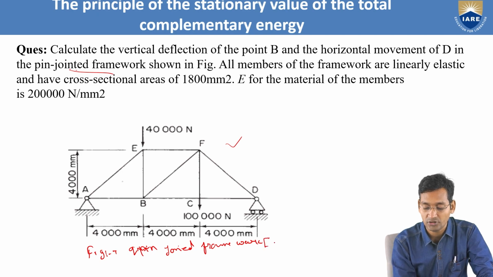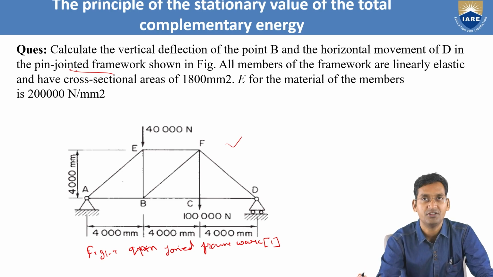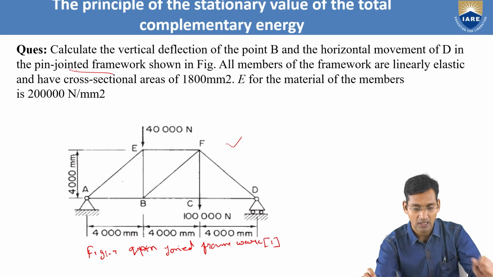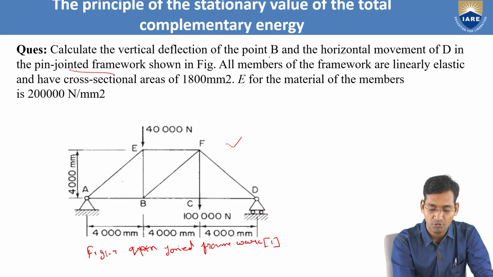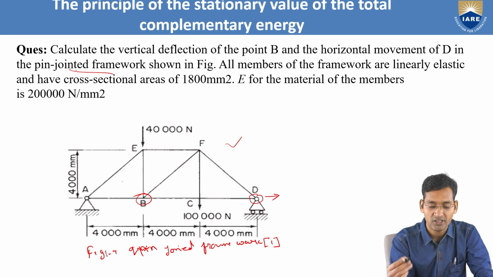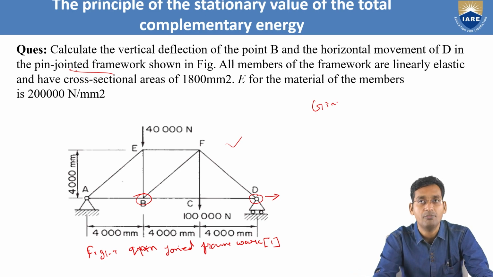This question you can also find in the Timoshenko book or in the NPTEL course. Now E of the material is given as 2 lakh Newton per mm square. What we have to find is the deflection at point B and the horizontal movement of point D, meaning how this will move. For solving numericals, whenever you are solving, first write the given data, then write what you have to find.